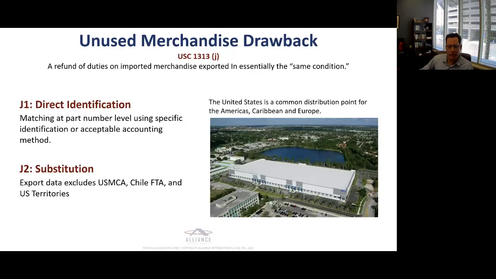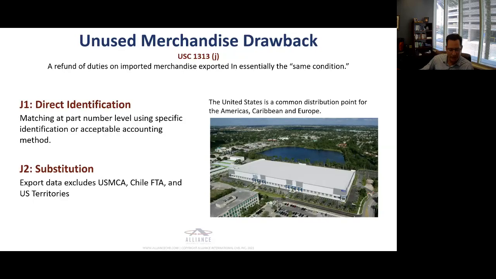So if goods are imported and exported without a significant value add, in most cases we're going to be filing them under the provisions of 1313J for unused merchandise drawback. Now, in order to really understand the drawback opportunity, it's important to make a distinction between the different filing methodologies. So unused merchandise is a type of drawback, and now let's take a deeper cut and talk about exactly how we go about matching imports and exports.